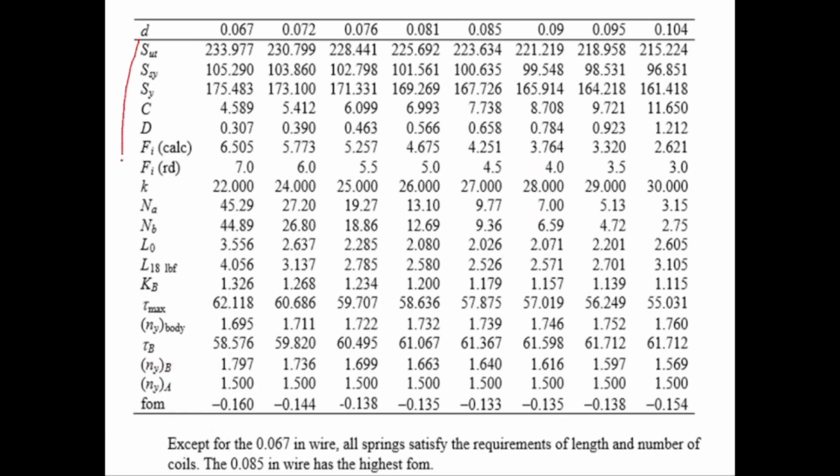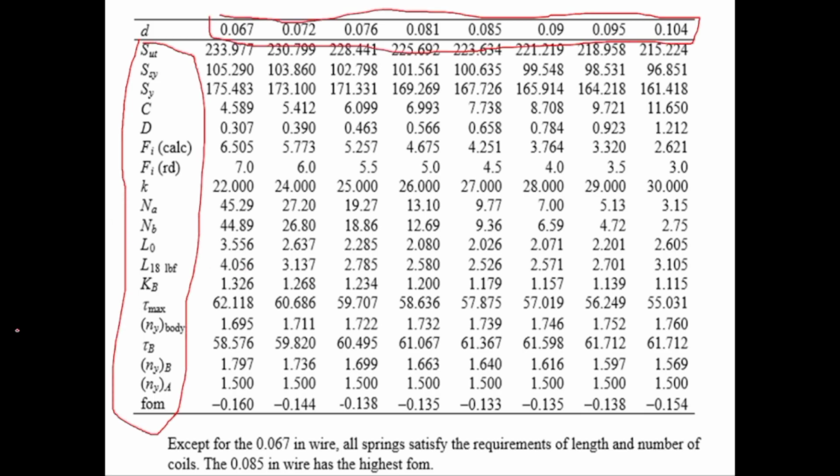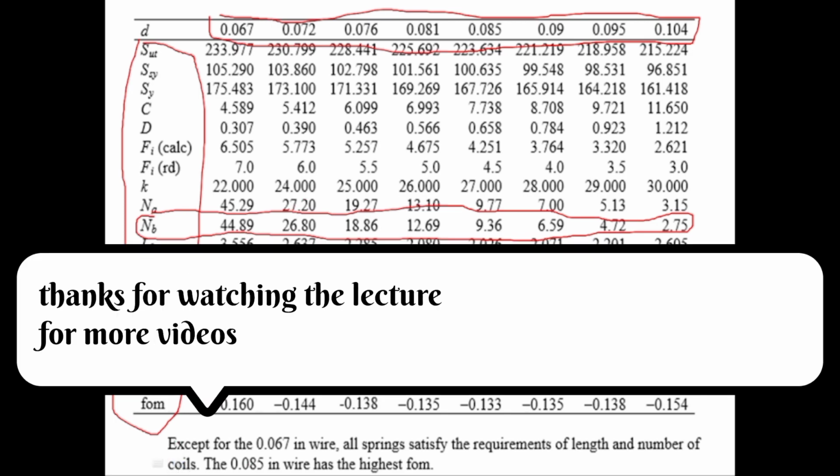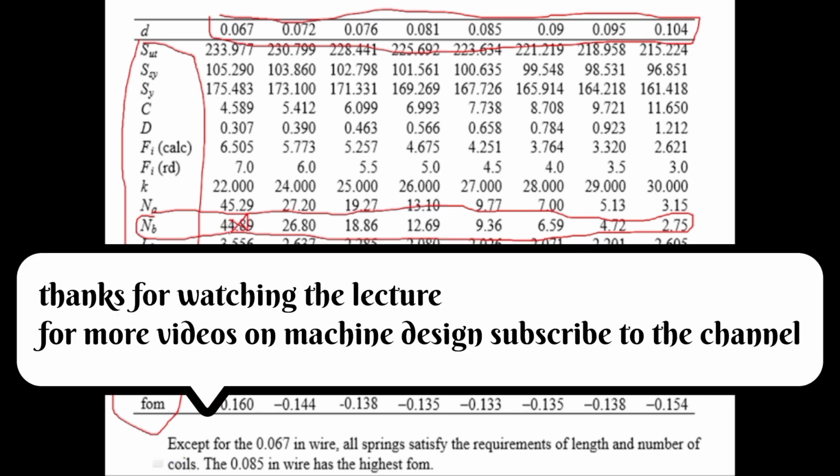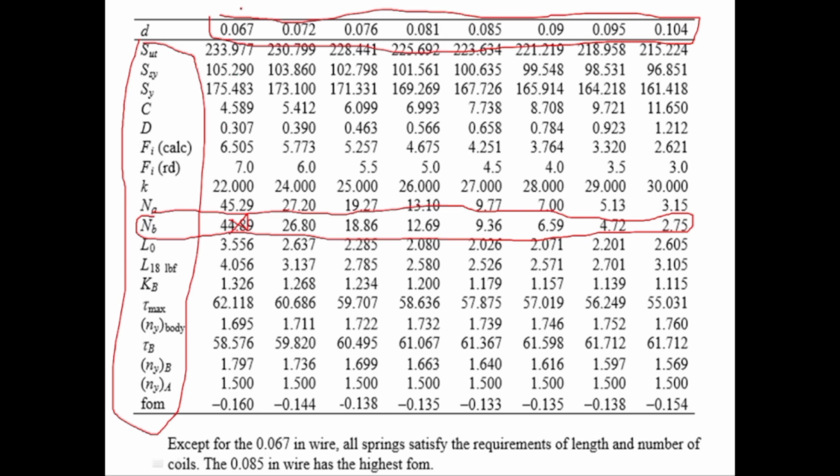These are the things that need to be calculated, and these are different wire diameters which were assumed initially to solve this problem. And as the condition was given for the number of coils in the body, these are the values of Nb. If you see, Nb for wire diameter 0.067 is not satisfying the condition, so this wire diameter should not be used for constructing the spring. All other wire diameters can be used for spring construction, but you will have to select the best one, which has less cost and a good factor of safety.